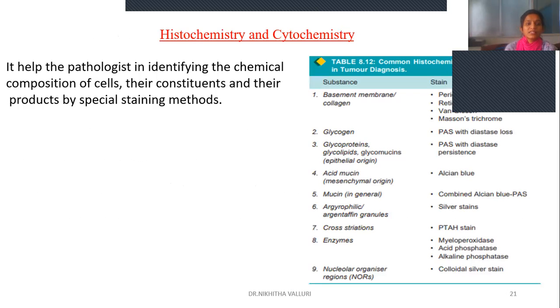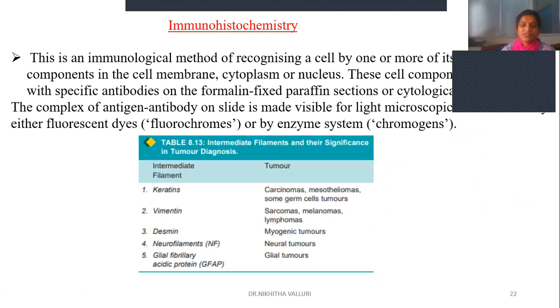And then histochemistry and cytochemistry. The chemistry of tissues and cells can be studied by different staining methods. We use PAS with diastase loss for glycogen, PAS with diastase for glycoproteins, PAS meaning periodic acid-Schiff, and for acid mucin, Alcian blue, or mucin combined Alcian blue PAS. These are the different stains we use to identify the substance. That we call histochemistry and cytochemistry.